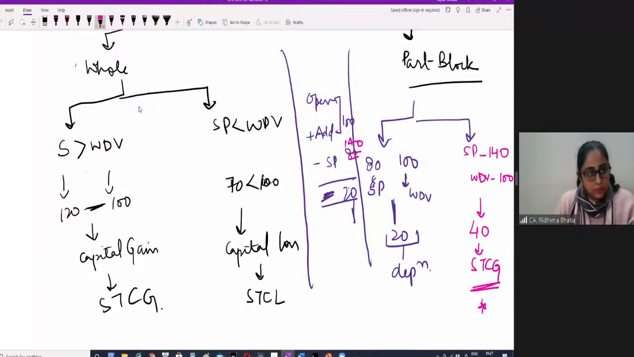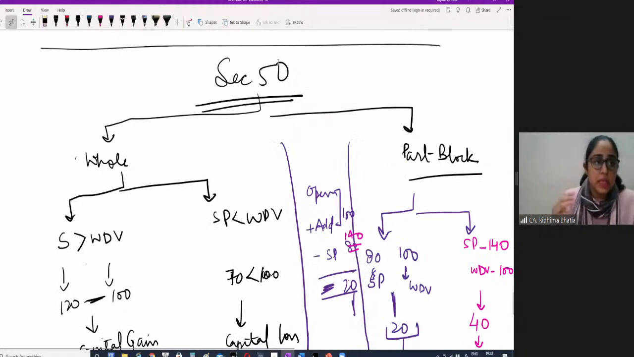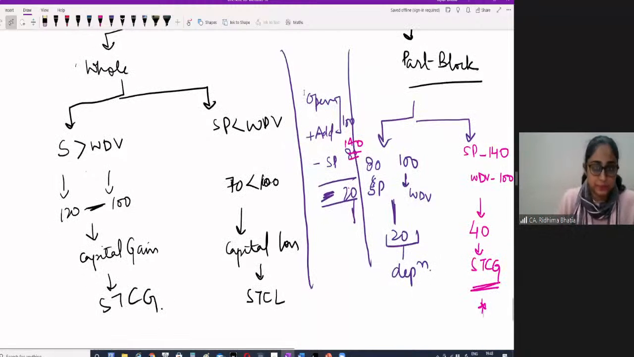Clear? So this is what happens when there is the sale of a depreciable asset. Either you will sell the whole block or you will sell part of the block. In part block, if the sale price is less than my WDV plus additions, then obviously on the remaining amount I will charge depreciation. But if the sale price is above my WDV and additions, whatever comes is my short-term capital gain. This is section 50, which is there in your capital gain. In your PGBP chapter, you will not find this, but it was important to touch on it here.